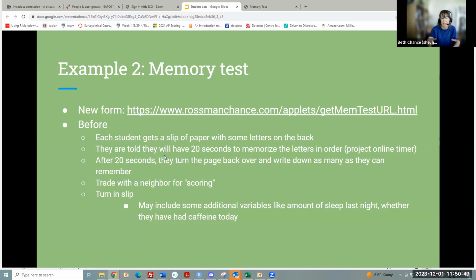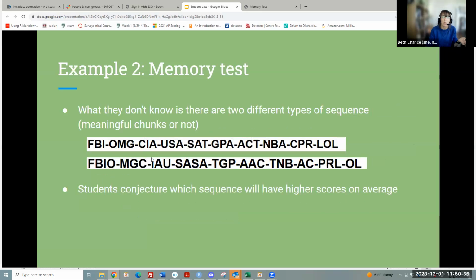And then they would turn in that slip, and it wouldn't take me that long to type it in and maybe type in some of these other variables. But what they don't know is that there were two sequences. One we call meaningful chunks. So again, we tie this back to genuine research. A lot of students have heard about this in their psychology course, so this gives them a direct application of it, or participation in it. And then it's pretty easy for them to conjecture which sequence they think will be easier to memorize, and maybe by how much.